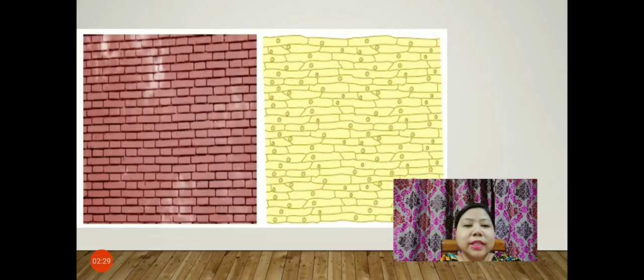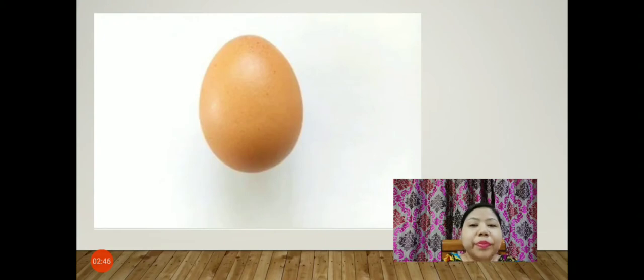Here you can see that the brick resembles the building block of a house, and the cell is the building block of living organisms. And here you can see the egg of a hen, which is a single cell, and to see this single cell we do not need any microscope. So we can see the egg of a hen without the microscope.